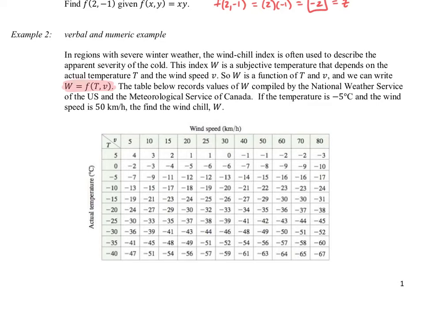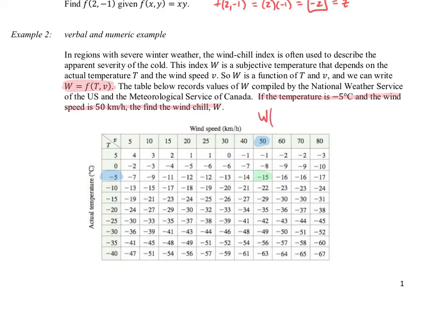So the table below shows values of W compiled by the National Weather Service. And what we're going to look at here for our particular problem is if the temperature is -5 degrees Celsius and the wind speed is 50 kilometers per hour, we want to calculate the wind chill simply by looking at where we are on the table. So we're looking at -5 degrees Celsius, we're looking at 50 kilometers per hour, and so we find that the wind chill is -15.